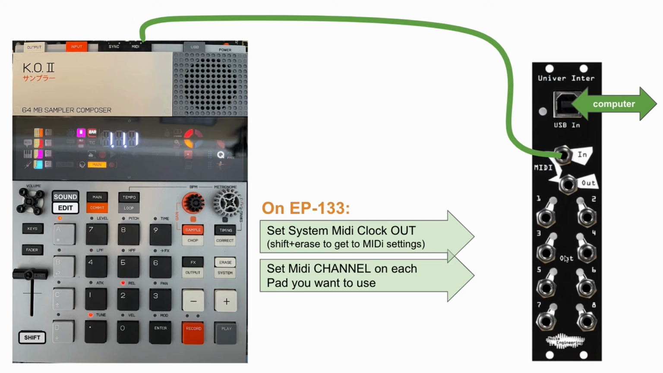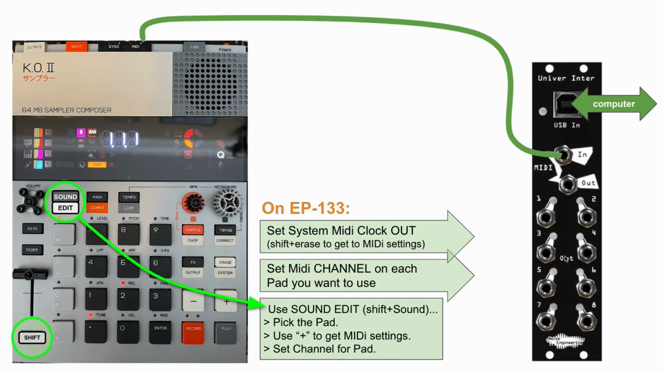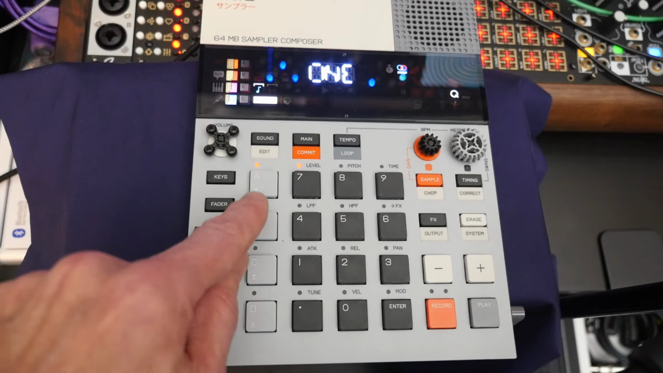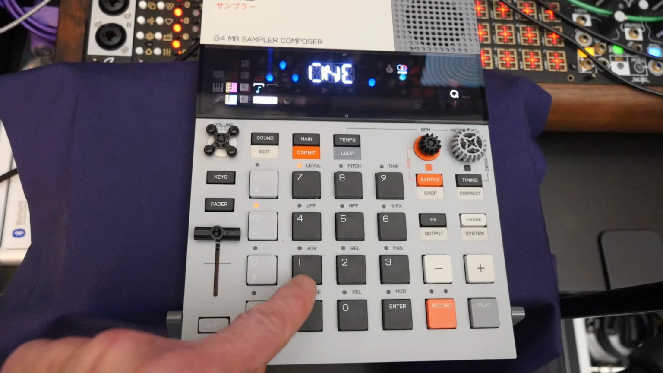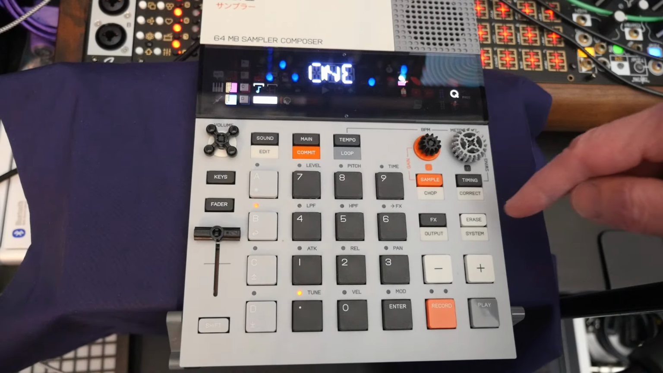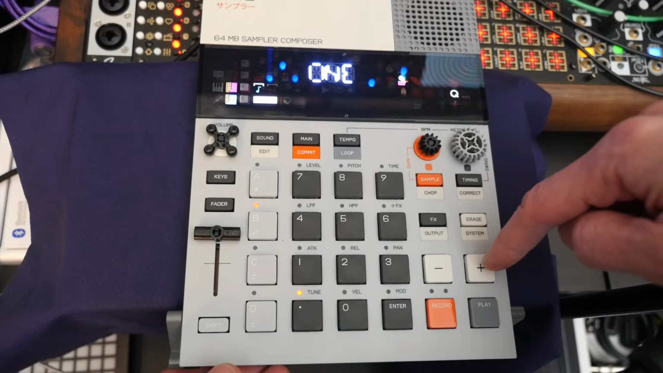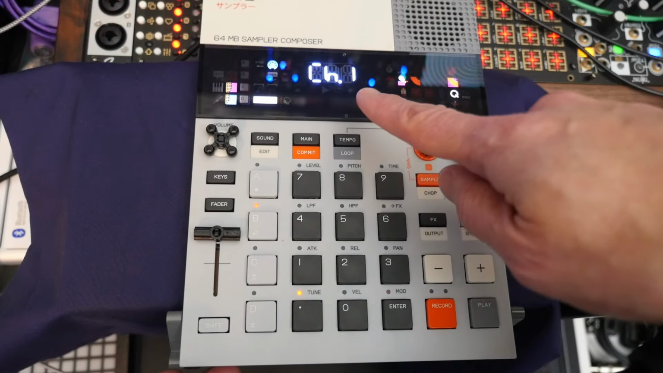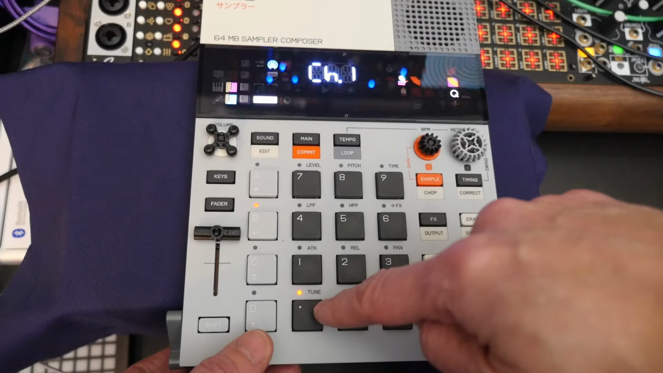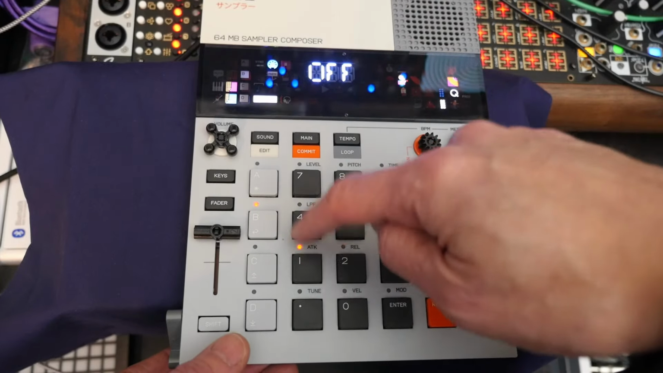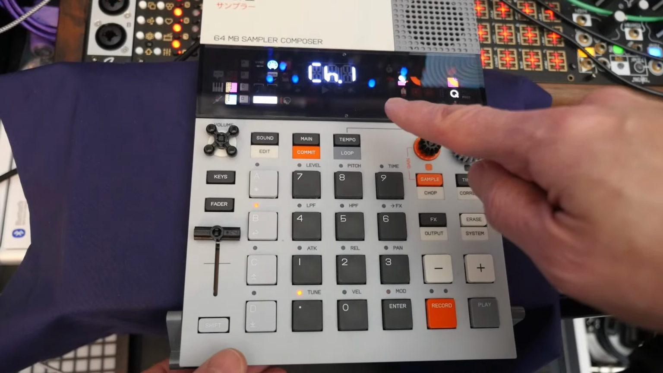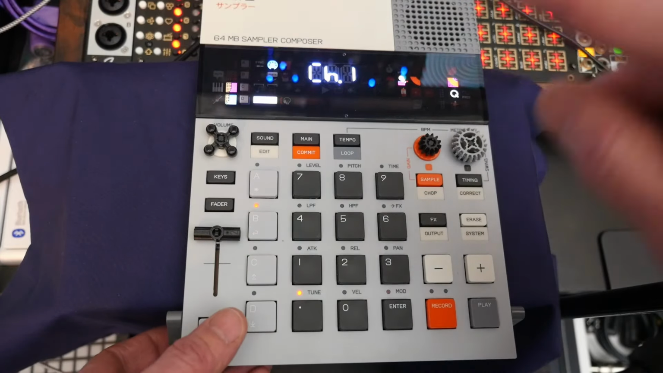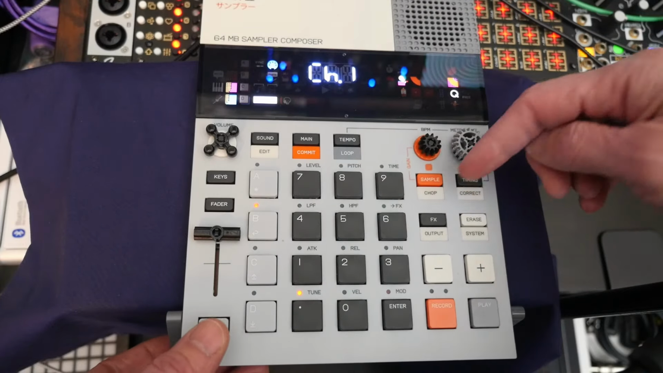So we'll set the MIDI channel on each pad we want to use, and we'll do that using the sound edit. That's Shift plus the sound button. We choose the pads we want to look at. So I'll start with B and this pad here. And again, since I'm in sound edit, it's got different settings. So I go from sound to trim to envelope to timing to MIDI. And now I can see this pad is set for channel 1. If we look at other pads, these are all off. But that's set for channel 1. That's going to be my bass notes, basically, and gates. I'm going to reuse that in my modular as bass notes and gates.